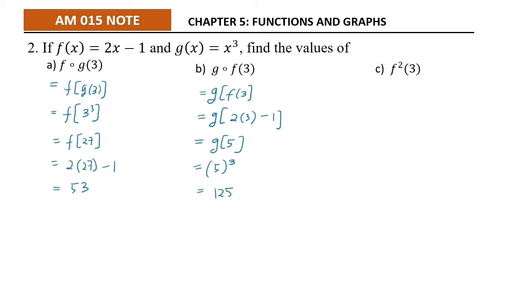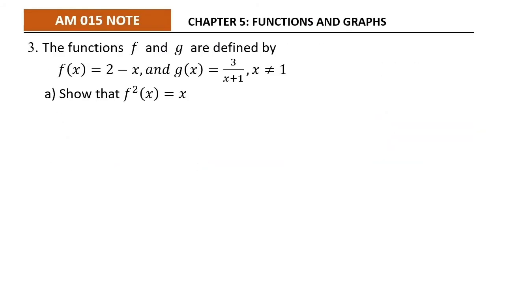C, f squared 3. So f squared is f of f(3). f(3) is 2 times 3 minus 1, so 6 minus 1 is 5. f of 5, 2 times 5 minus 1 equal to 9.